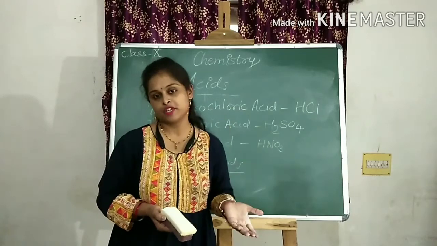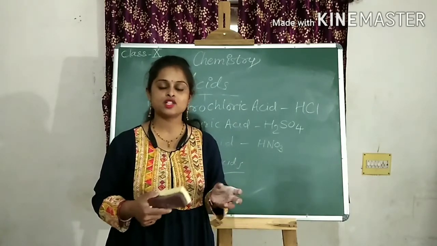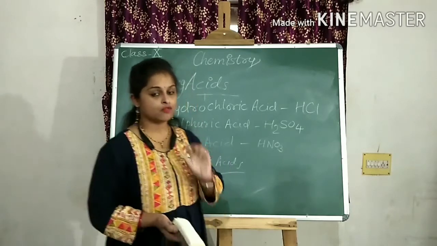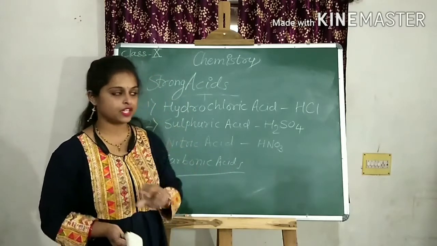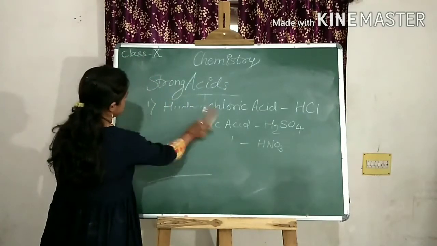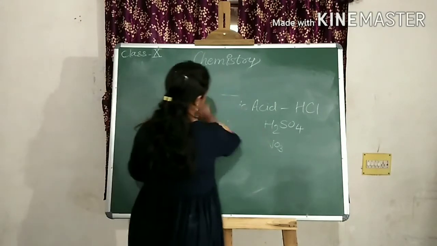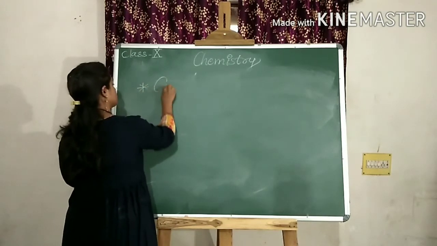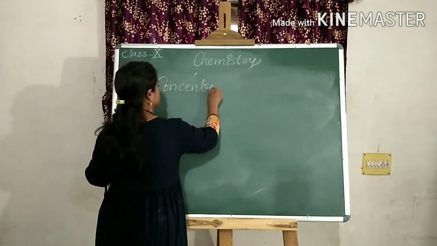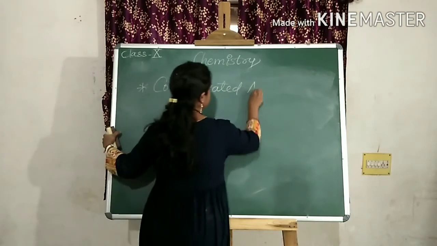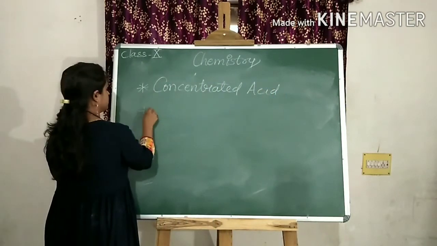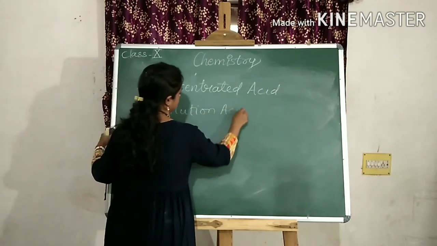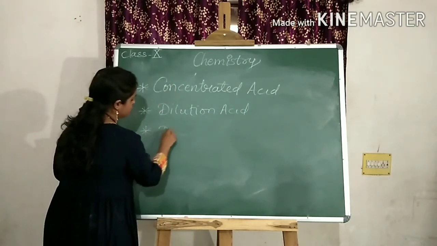Why are some acids weak and why are some acids strong? All these things we are going to study in this chapter only, but somewhat later. Along with it, there is one short summary about concentrated and dilute acid. If we discuss it, we will complete this topic here. Concentrated acid means what? Concentrated acid and dilute acid, and last one, dilution of acid.